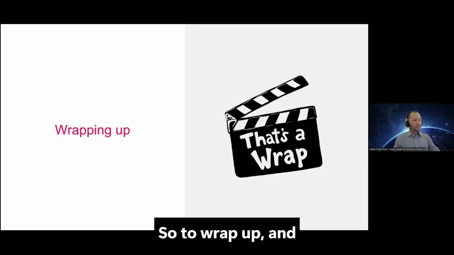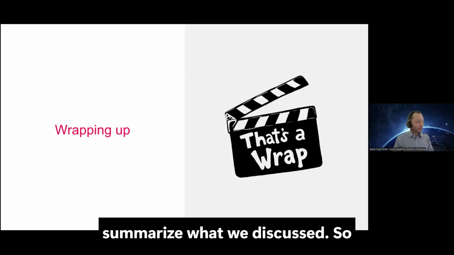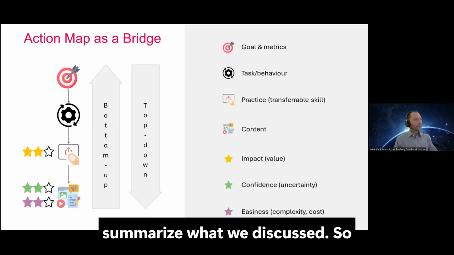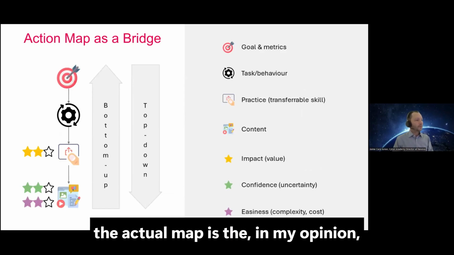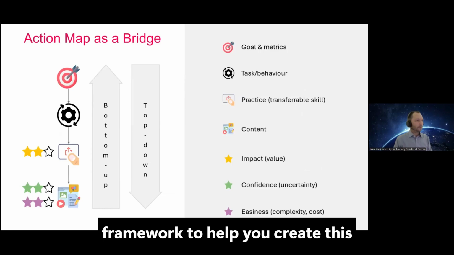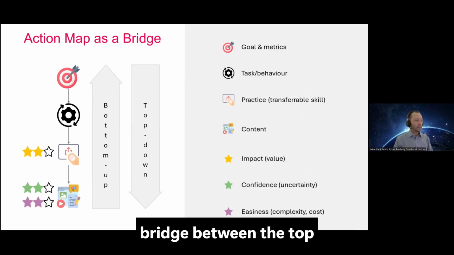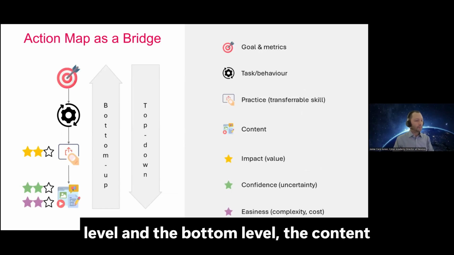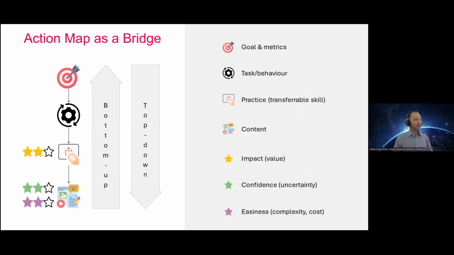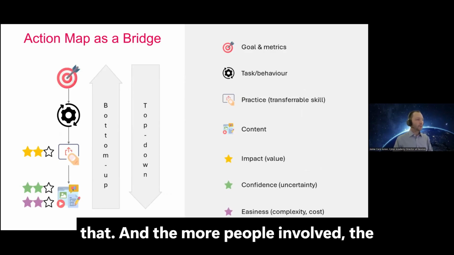So to wrap up and summarize what we discussed, the action map is, in my opinion, the ultimate technique, the ultimate framework to help you create this bridge between the top level and the bottom level, the content level, and the numbers and the metrics. And it takes a lot of practice to do that. And the more people involved, the better.